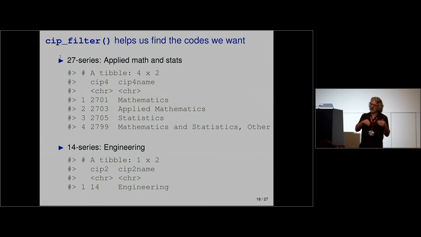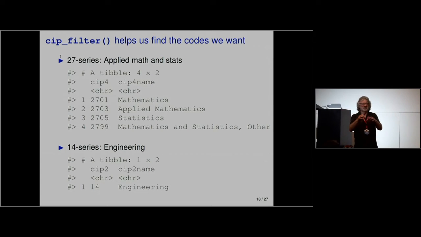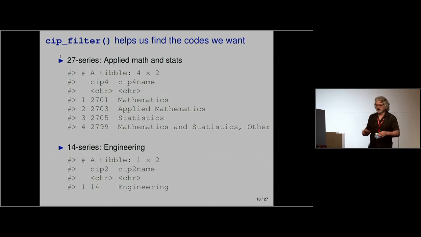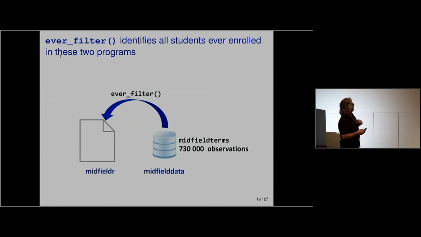You can use the function CIP filter to just search on strings. And so if you type in math, you'll get a whole bunch, and some of them are the ones you want, and some of the ones aren't. But that way you can explore the data without knowing ahead of time. Engineering was easy. The 2-digit code for engineering is 14. Anything that has 14 in front of it is an engineering program. So I use CIP filter to find those too.